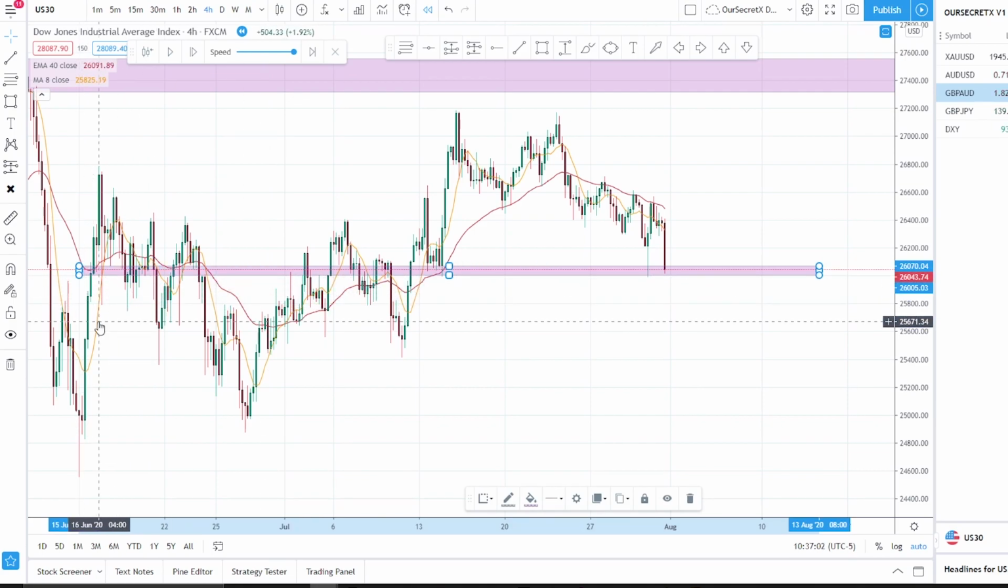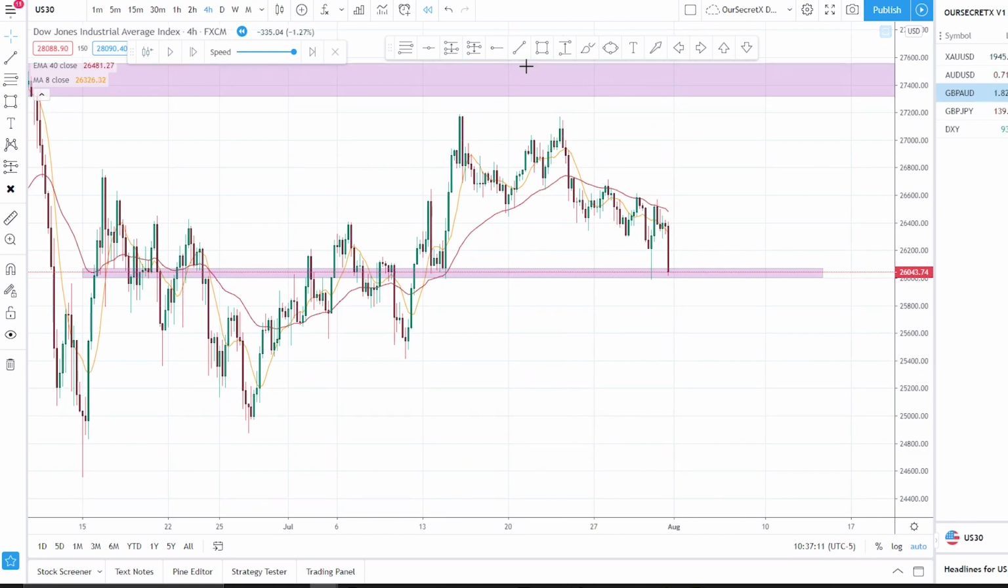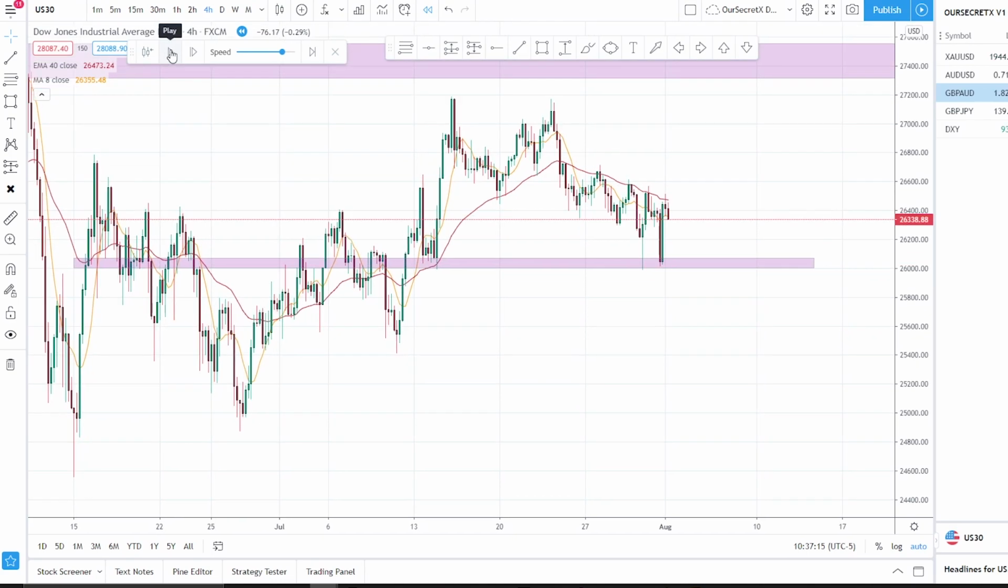So essentially what I'm doing is looking for price to break out of this or basically act against this and go right back up, right? So let's see what happens. So we're going to go ahead and slow down this time, press play, and as you see, boom.